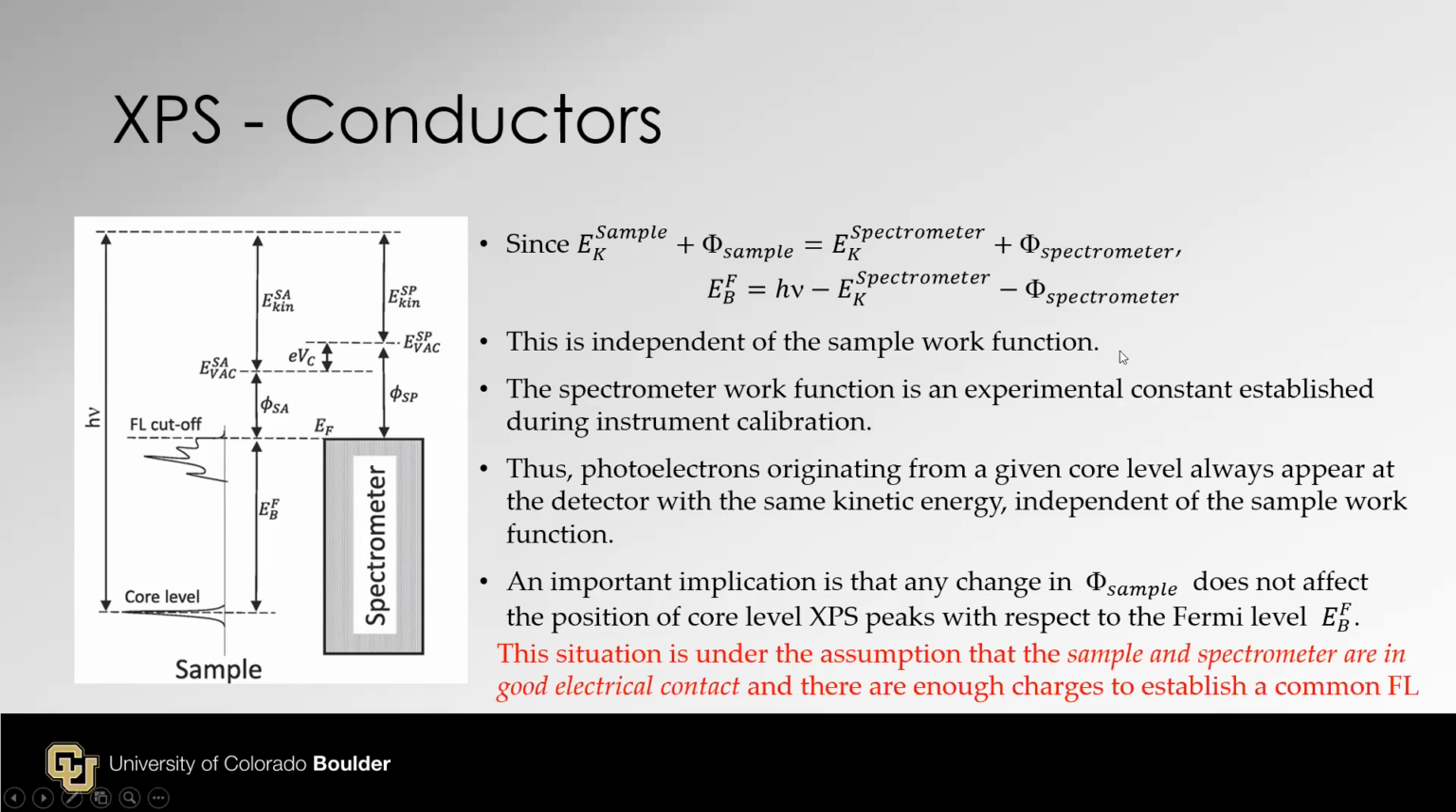So we can treat this as a constant parameter. And we know the incident X-ray photon energy, and this is the kinetic energy of the electron that the spectrometer can see. That's the measurement. Therefore, we can get the core electron binding energy relative to the Fermi level. That's what we are using.